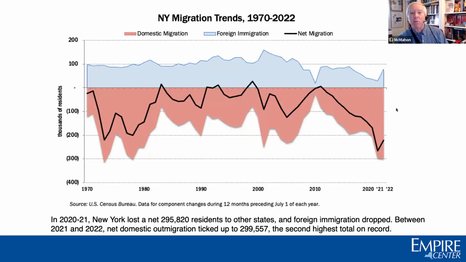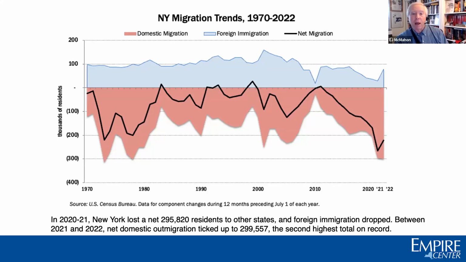This map goes out 2 more years. And what you can see here is we had a loss of 295,000, almost 296,000 residents to other states net between mid-2020 and mid-21. And that's pandemic driven, obviously. And this is the net to other states. That doesn't include movement within New York State. In the second year for which we have data, which came out just about a year ago, net domestic migration ticked up to 299, just under 300,000 residents, which is the second highest level ever. They're just below the record set in the 1970s.